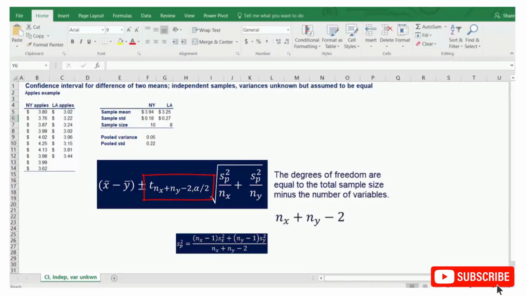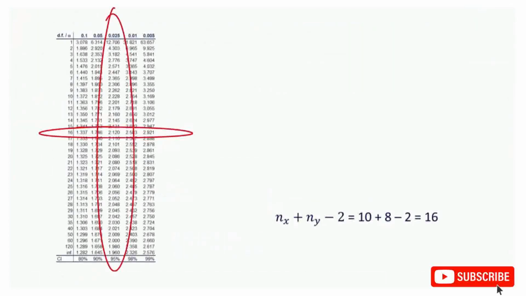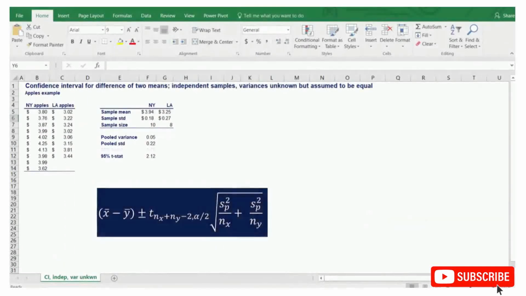The degrees of freedom are equal to the total sample size minus the number of variables. So far, we have seen t's with n-1 degrees of freedom because we had a sample size of n and only one variable. This time, we have two sample sizes, one of 10 and one of 8 observations, and two variables, apple prices in New York and apple prices in LA. Therefore, we have 16 degrees of freedom. Alright, checking the t statistic from the table for a 95% confidence interval with 16 degrees of freedom, we get 2.12. Let's plug everything in and get our answer.